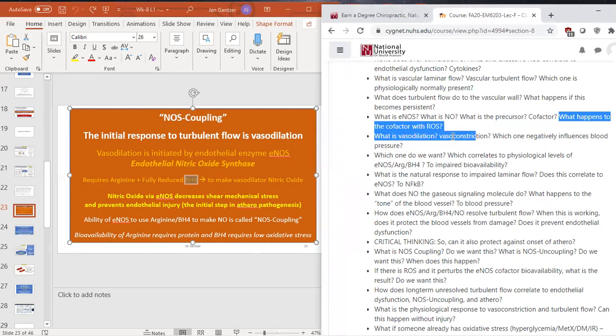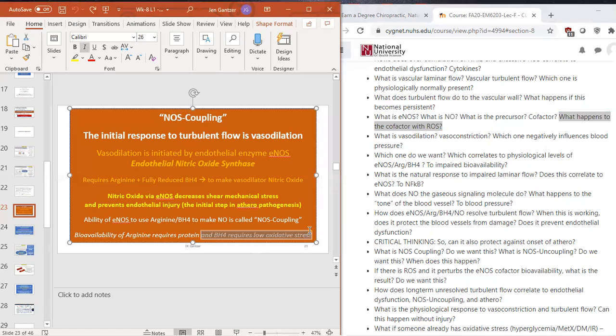And then what happens to the cofactor with ROS? The problem with tetrahydrobiopterin is it's easily oxidized. If it gets oxidized to a BH2, it cannot serve its job. So therefore, in a system of oxidative stress, we will lose the bioavailable cofactor.